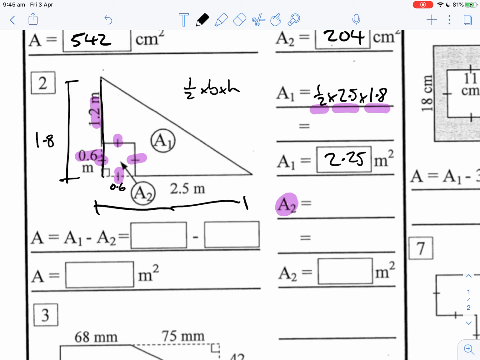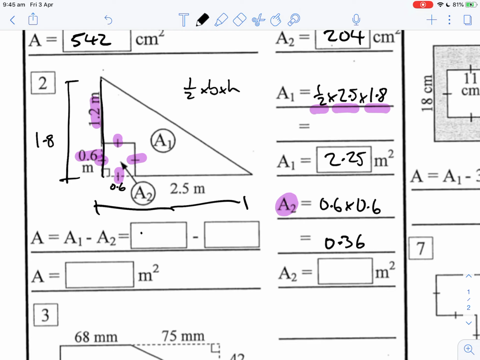So the area of that square is again length times width. In the case of a square, they're the same. So 0.6 times another 0.6. Or you could have had 0.6 to the power of 2, which would give you the same answer, and that's fine, which is going to give you 0.36. So that's the area of the square.